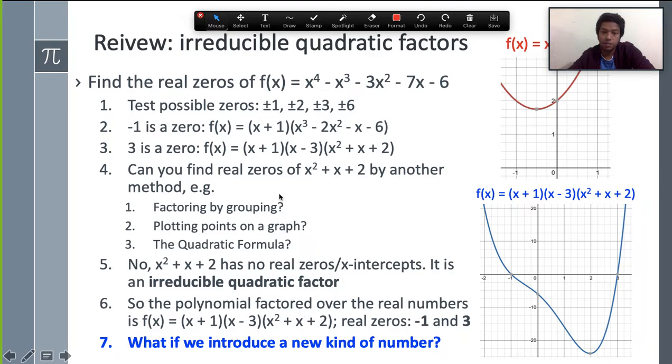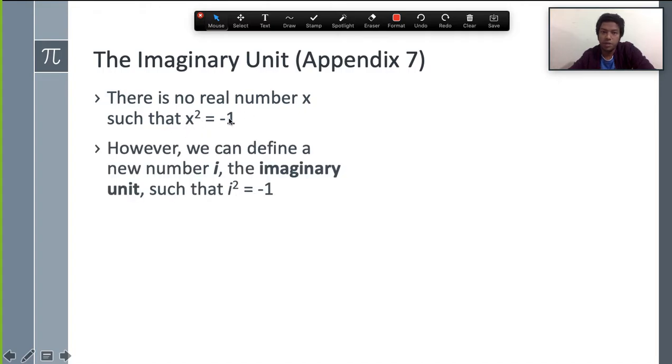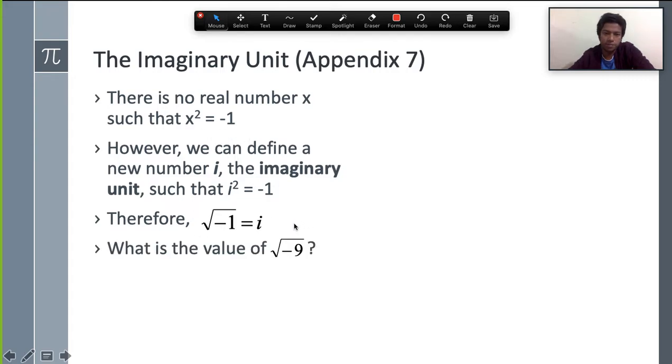Now, if we introduce a new kind of number, then actually we can work with that, and that is one of the important parts of this lesson. Imaginary unit. There is no real number x such that x squared equals -1, because then it becomes the root of -1. So if we define i squared equal to -1, then actually we can define this kind of thing. That means now we have the root of -1 equal to i.